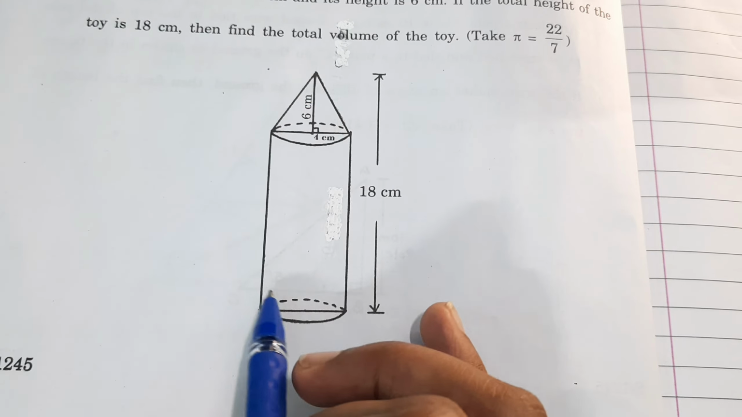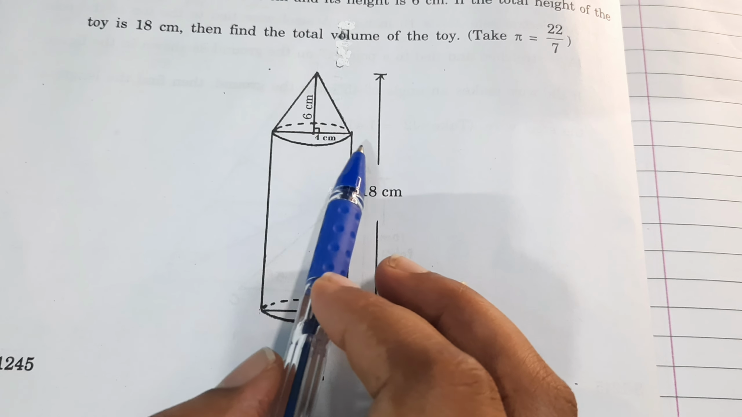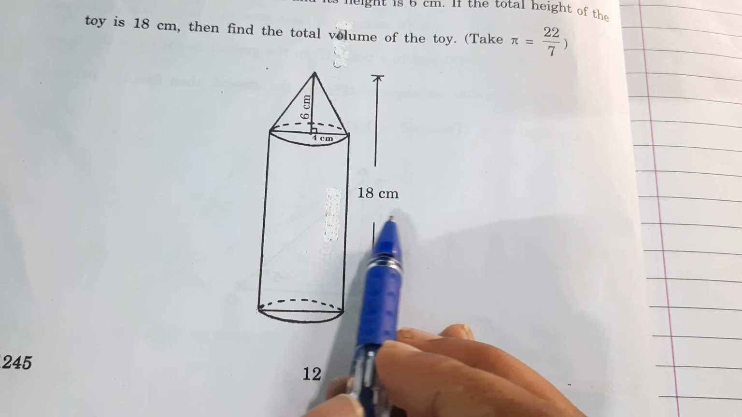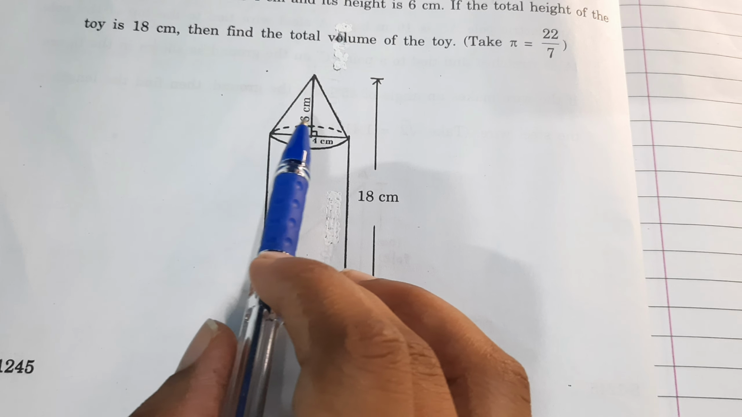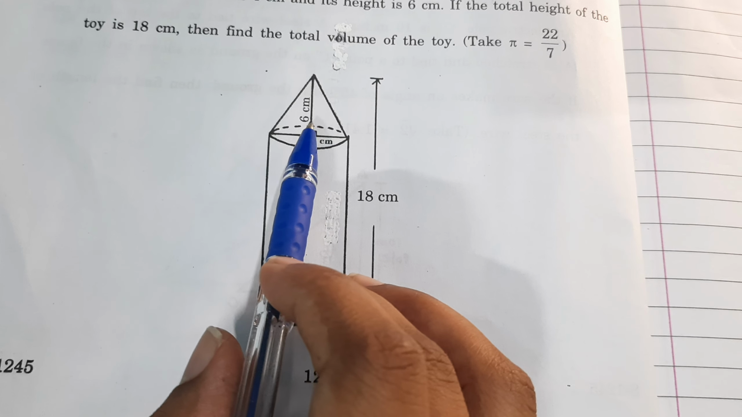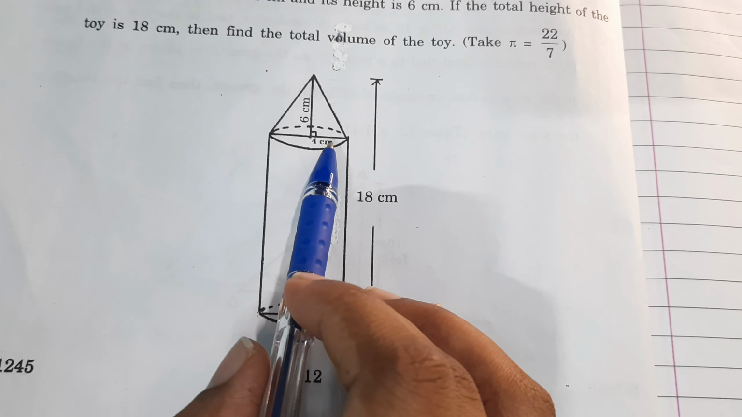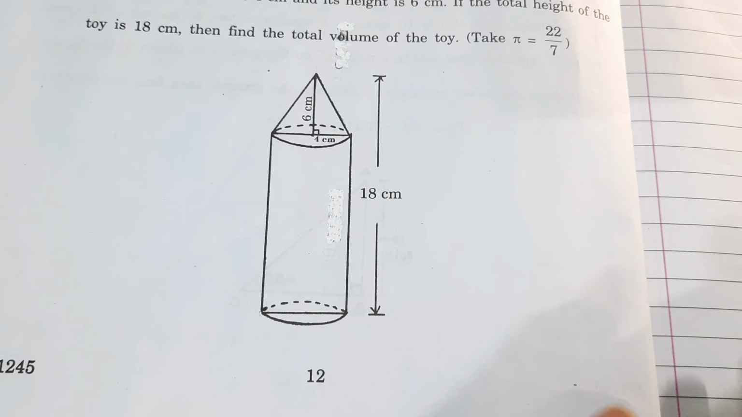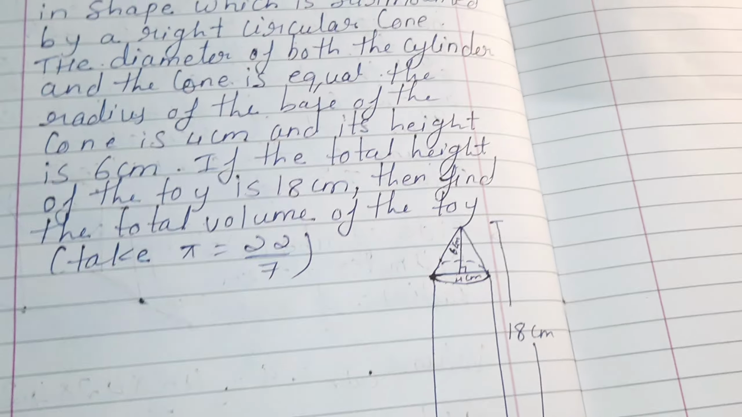So basically you all can see over here is a cylindrical shape, and the top part is the cone. The entire toy is 18 cm. The height of the cylinder is 6 cm over here, you all can see, right? Base will be 4 cm and the height is 6 cm for the cone. So take down the question and keep. I have already written the question.